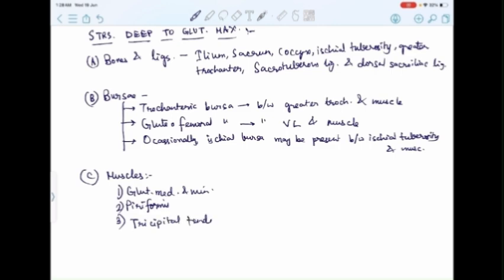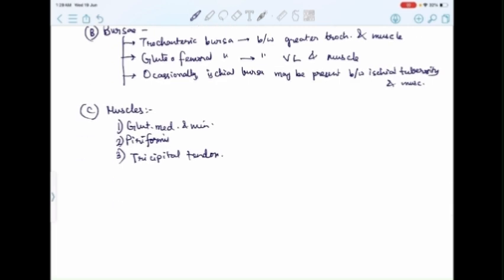Tricipital tendon. What is the tricipital tendon? The 2 gemelli muscles and the obturator internus muscle. I am not going into a very detailed description of it; it's just a viva point. If you read the book, one line is written there, so it's more than enough to remember only that. Then we have the quadratus femoris, and the origin of the hamstrings.